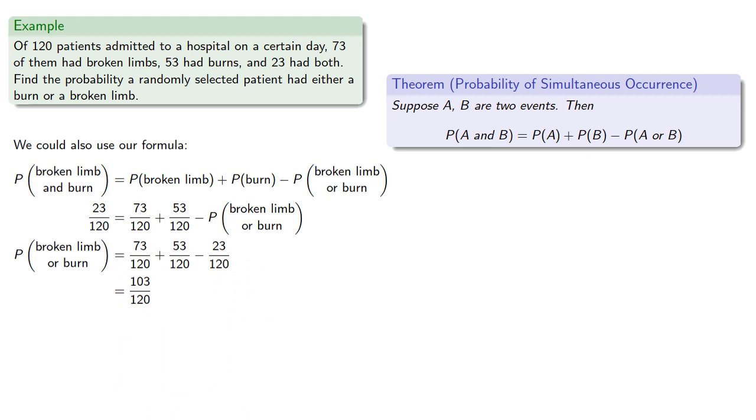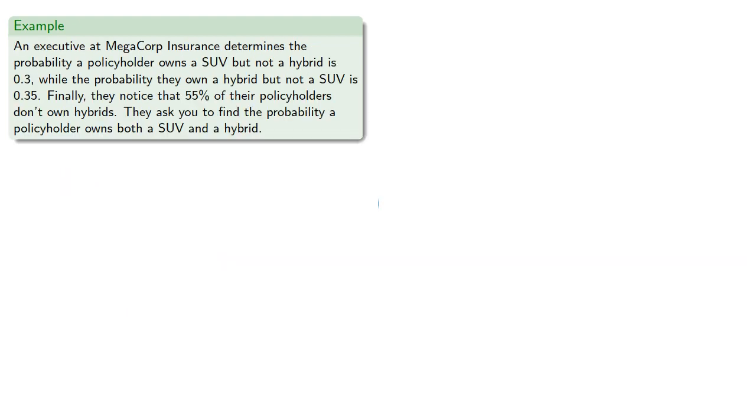As this example suggests, this formula is not actually very useful if you're willing to construct the contingency table. In fact, let's consider this problem. An executive at Megacore Insurance Company determines the probability a policyholder owns an SUV but not a hybrid is 0.3, while the probability they own a hybrid but not an SUV is 0.35. Finally, they notice that 55% of their policyholders don't own hybrids. They ask you to find the probability a policyholder owns both an SUV and a hybrid.